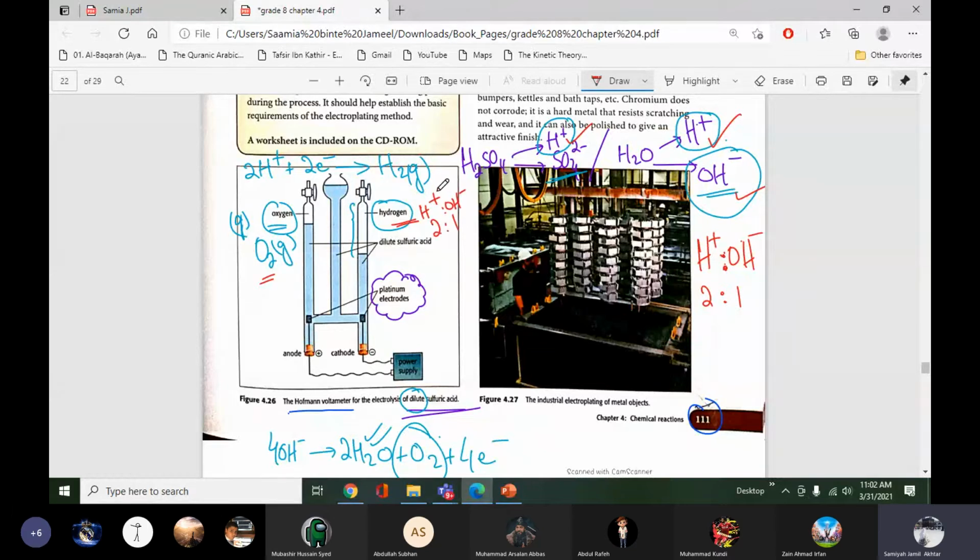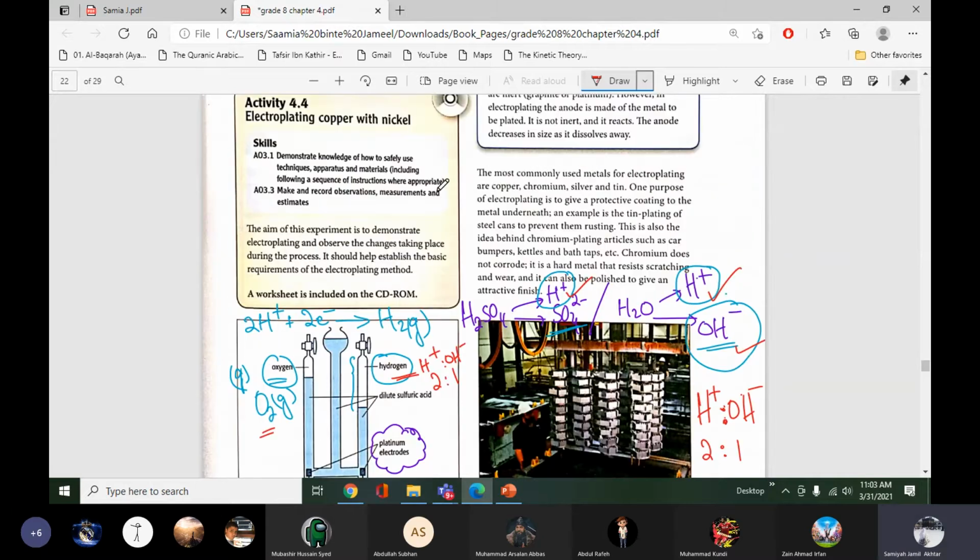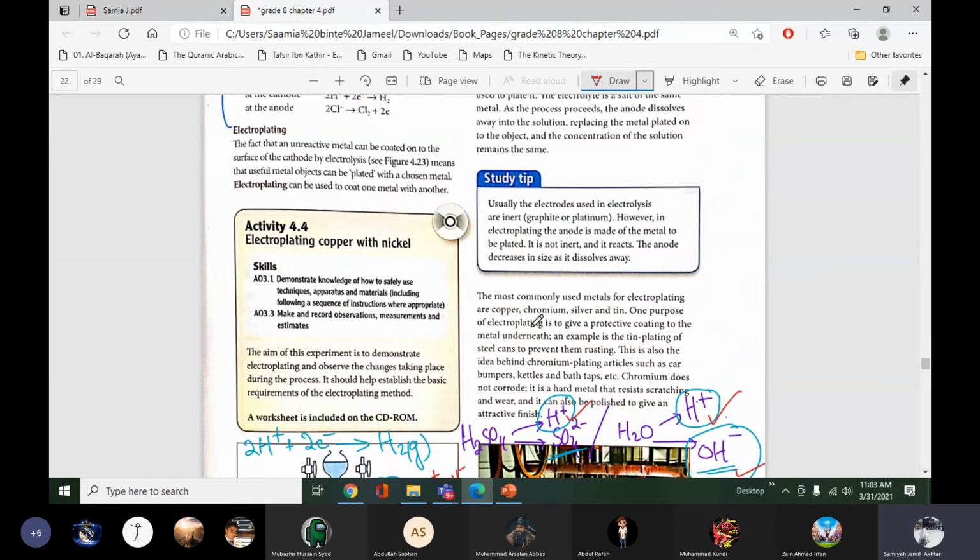So remember this. These are the small things on which questions can come. The electrodes in the Hoffman voltameter are made up of which material? What are the two gases that we get on anode and cathode? Questions can also come asking you to write the half equations on cathode and anode, and why hydrogen is obtained in a greater amount as compared to oxygen. You should know the answers to these small questions. That's why I'm saying to revise and read the book also.